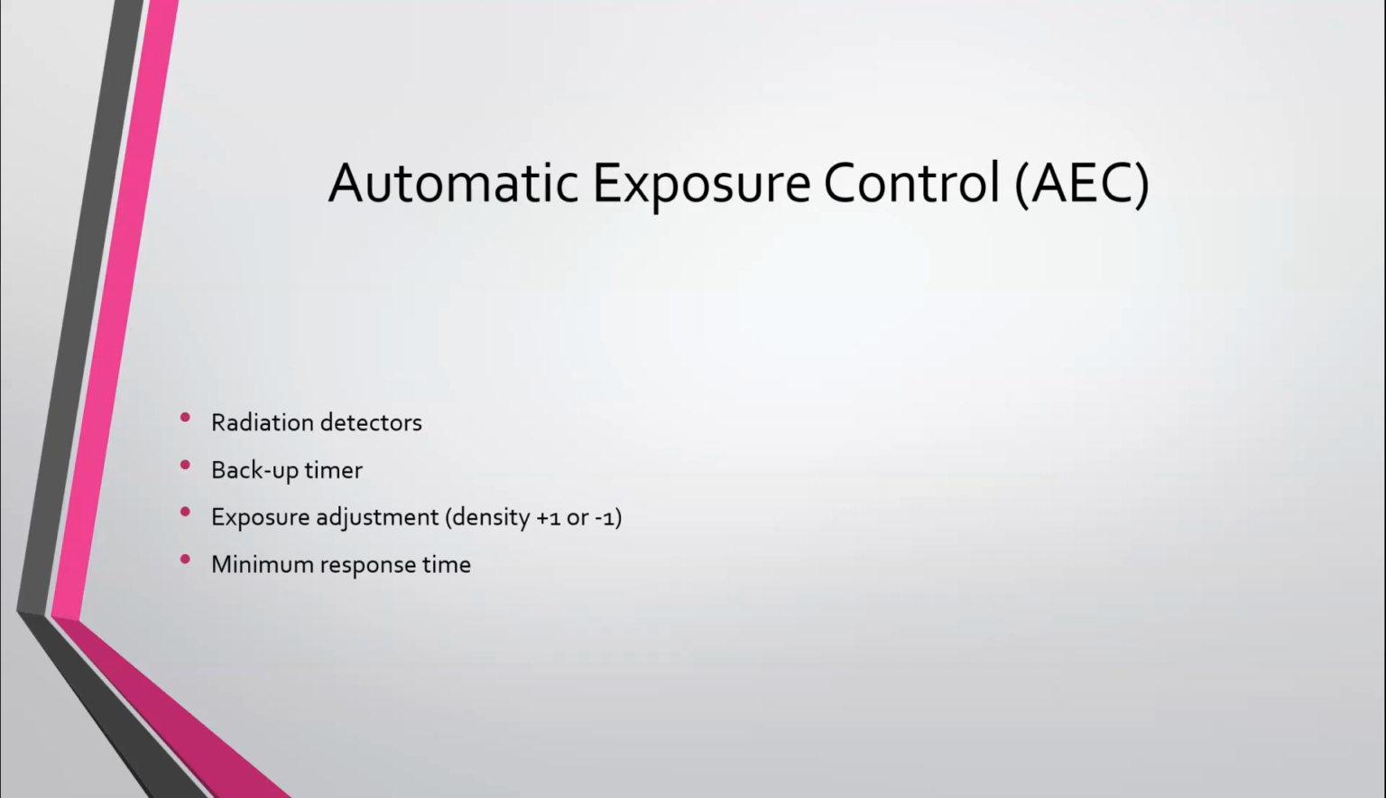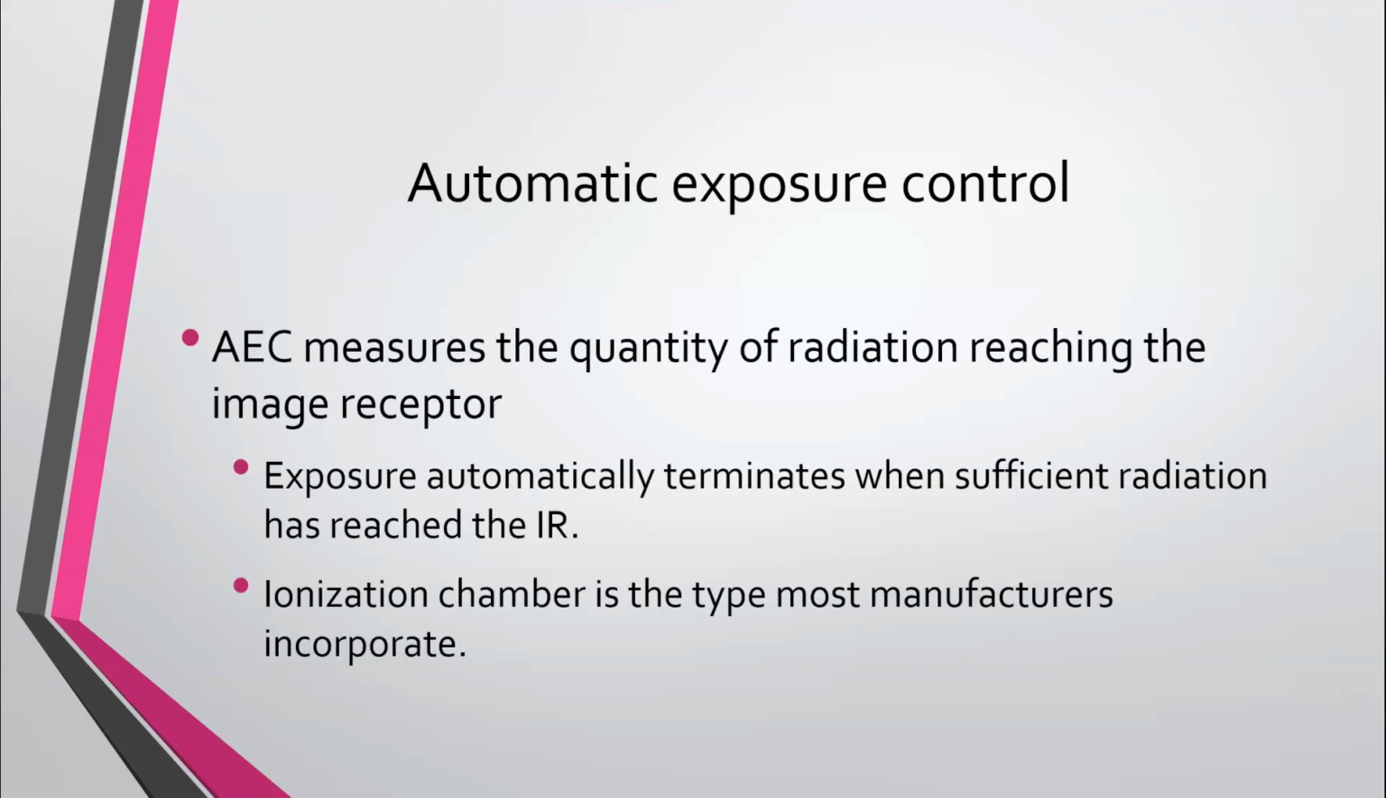All right, automatic exposure control. So we have radiation detectors with a backup timer and exposure adjustments. So we can go +1, +2, +3, or -1, -2, -3, right? And it gives us the minimum response time. So AEC measures the quantity, not the quality, the quantity of radiation reaching the image receptor. And it's usually the time that is being adjusted, okay? The mA is set. So exposure automatically terminates when sufficient radiation has reached the IR.